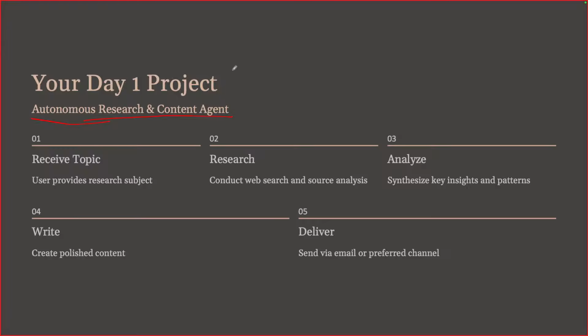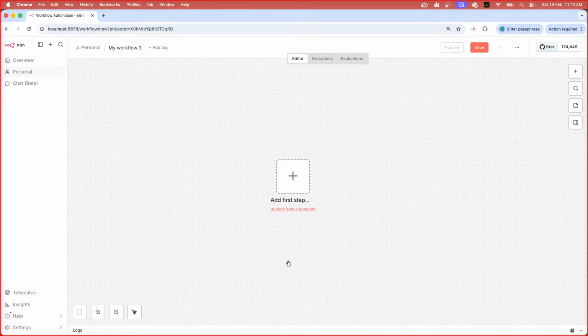You just have to give the topic you want to do research on. So first you receive a topic, then you do research, you analyze, you write the entire article on that, then you deliver, and that delivery will happen over email. For this we will be using Gmail to send the end product. So any question here on what we are going to do? Just ping no in the chat if no question. So straightforward.